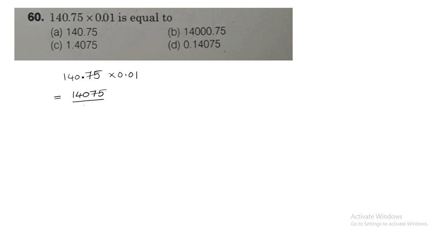14075 divided by 1 followed by that many number of zeros. Since we are having 2 decimal places, 1 followed by 2 zeros I can write it out, into again 0.01 I can write as 1 by 100. Now 14075 into 1, this gives me 14075 divided by 1 followed by 4 zeros.